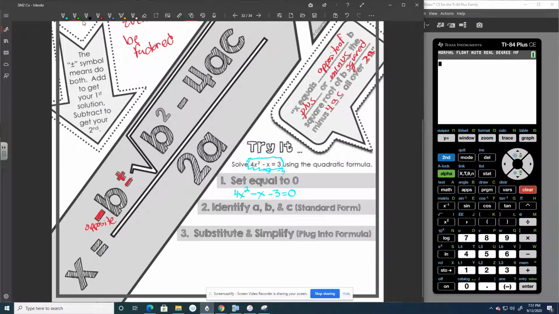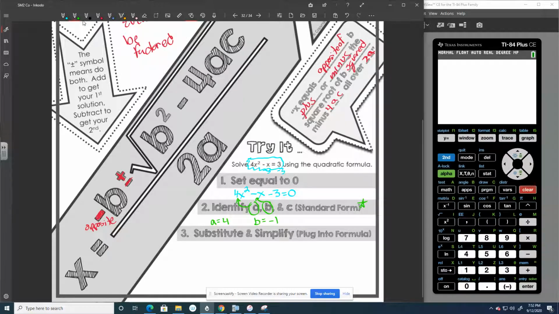Step 2 says to identify a, b, and c. And it says a little hint here, in standard form they've got to be in order. If these are not in order from the biggest exponent to no exponent, you're going to choose the wrong a, b, and c. So a is right here. A is equal to 4. B is right here in front of the x, and I know you don't see a number. When we don't see that number there, that is a negative 1.